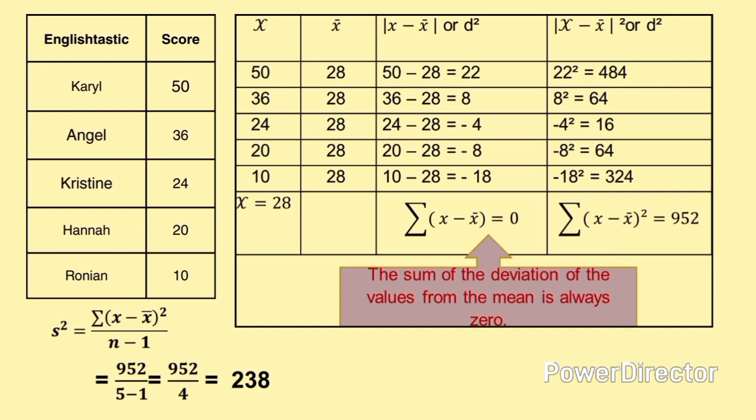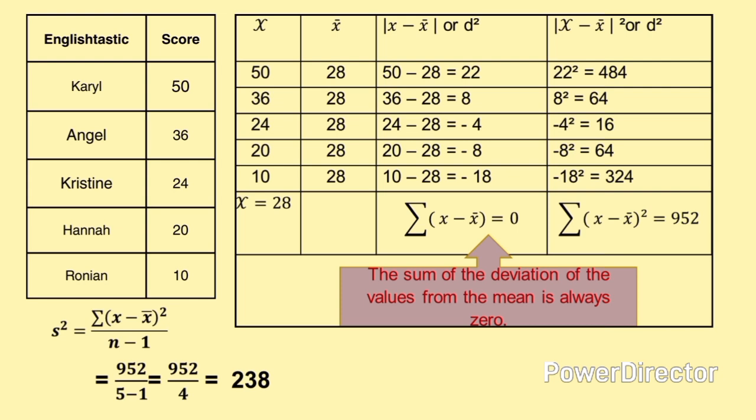Now let's get the sum of the deviation. We have 22 plus 8 is equal to 30. 30 plus negative 4 is equal to 26. 26 plus negative 8 is equal to 18. 18 plus negative 18 is equal to 0. Remember, the sum of the deviation of values from the mean is always 0.